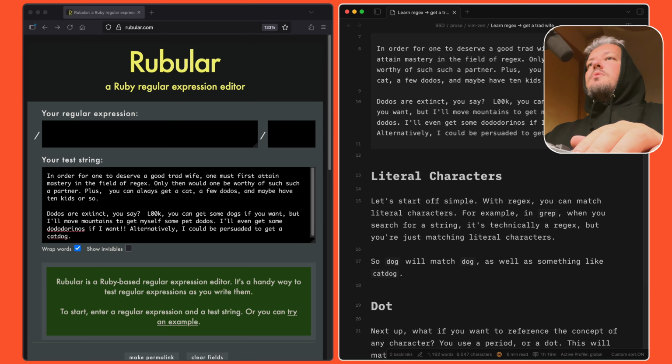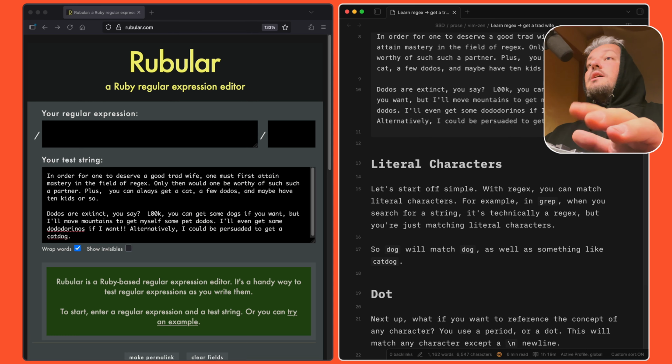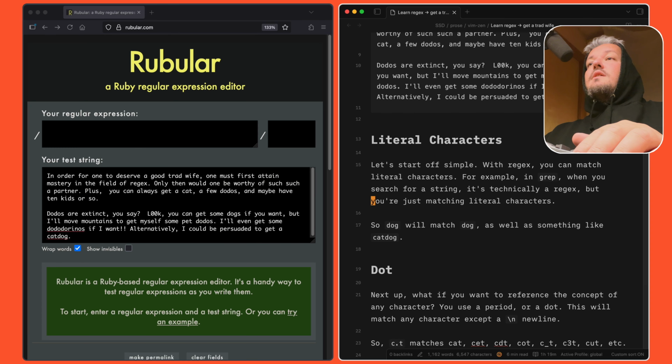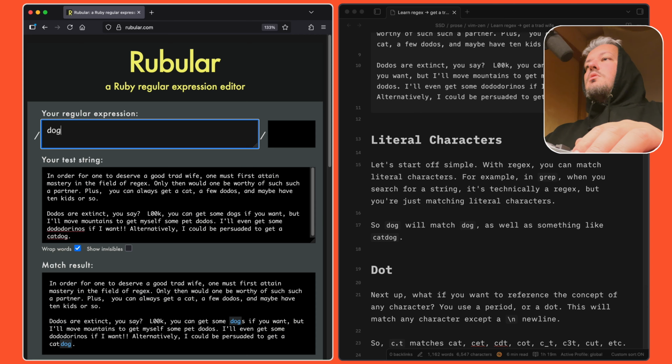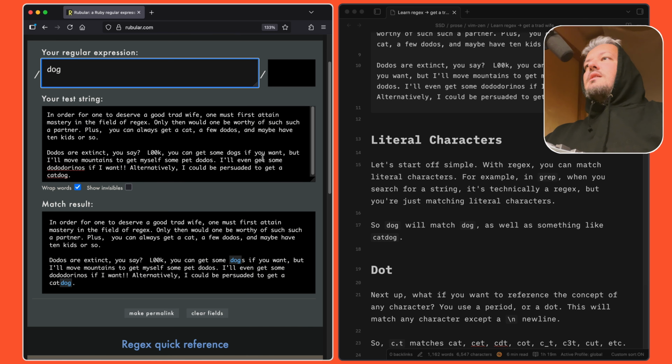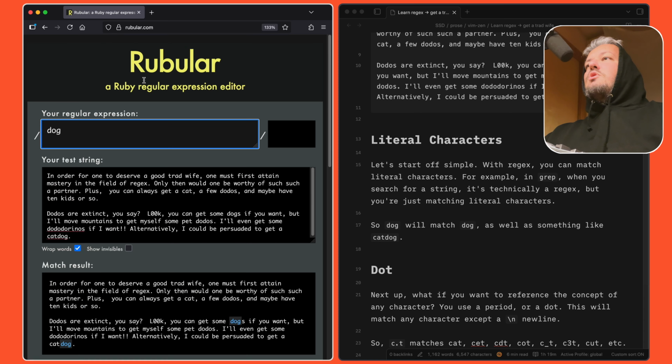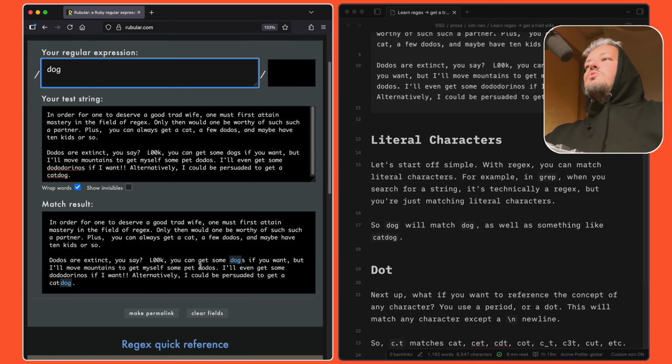So let's start off simple. With regex, you can match literal characters. For example, in grep, when you search for a string, it's literally a regex, but you're just searching literal characters. So dog, for example, will match dog, as well as something like cat dog. And I'm using Regexr for this, by the way. Most regex is very similar. There are a few different flavors.